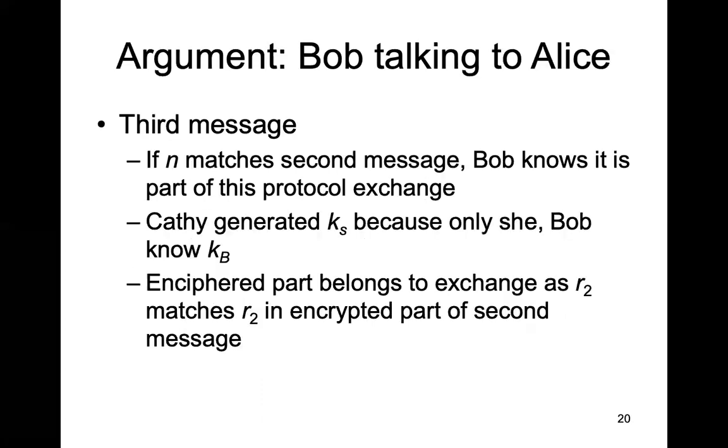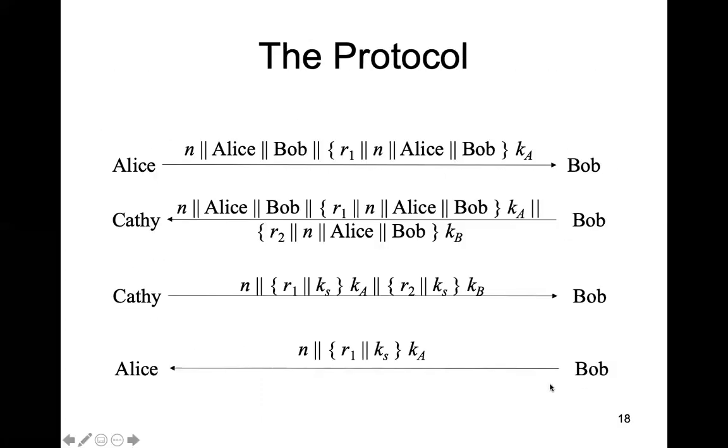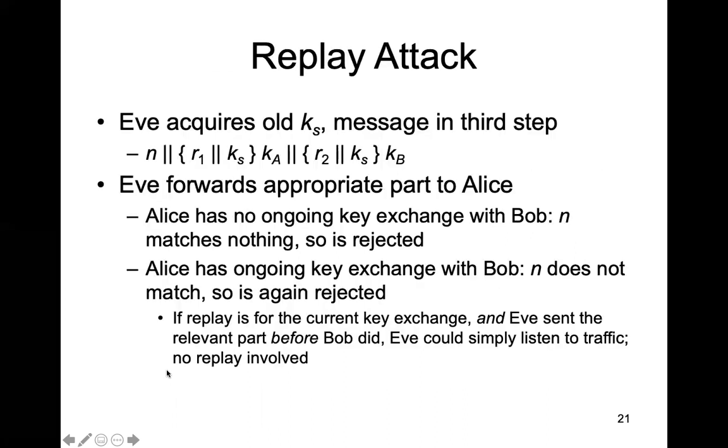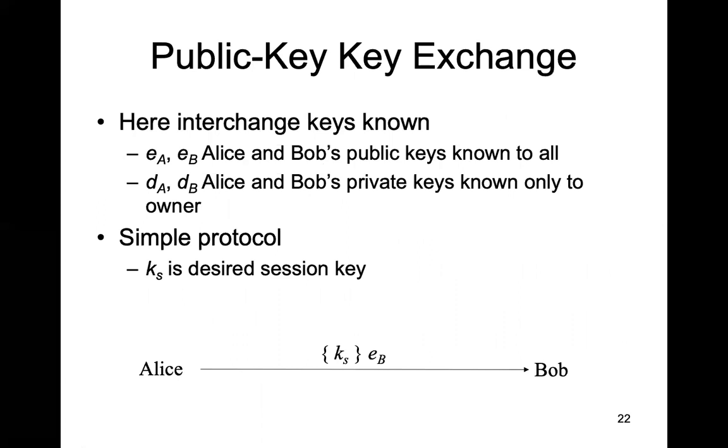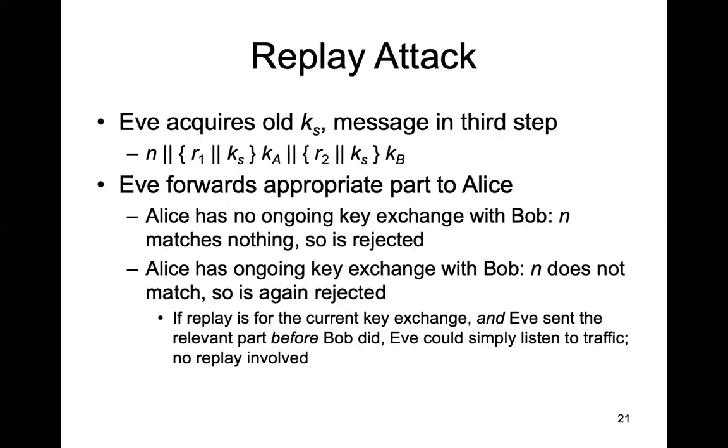So if you go back to the protocol, and let's say that Eve sent this before Bob did, all that Eve can do is listen to the traffic, but there's no replay. She'll not be able to actually replay any of the old messages. That's the security argument for the Kerberos protocol.